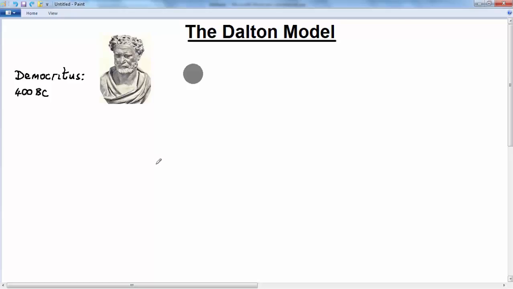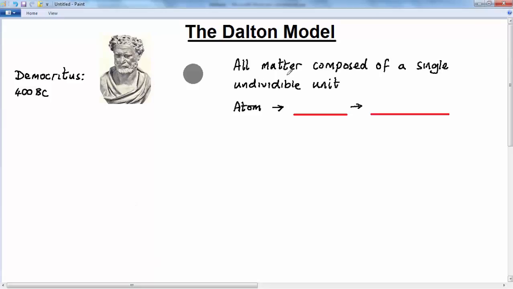things, and he did a lot of thinking about what everything was made of, and he came to the conclusion that everything around him was made of very, very small, invisible, undividable units called atoms. So, according to Democritus, all matter was composed of a single, undividable unit called the atom, which comes from the Greek word atomos, which means undividable.